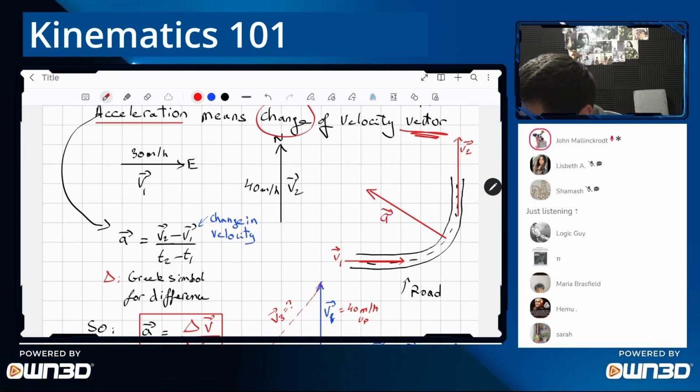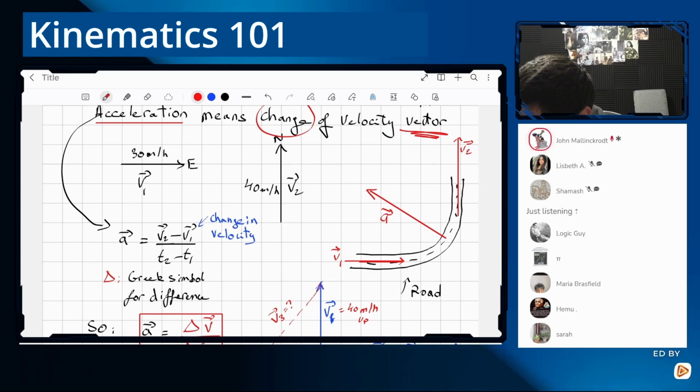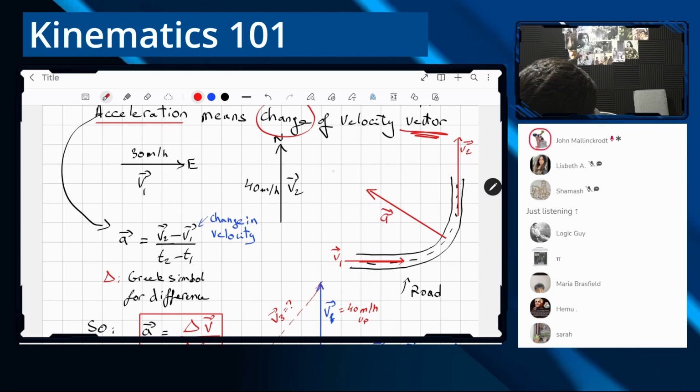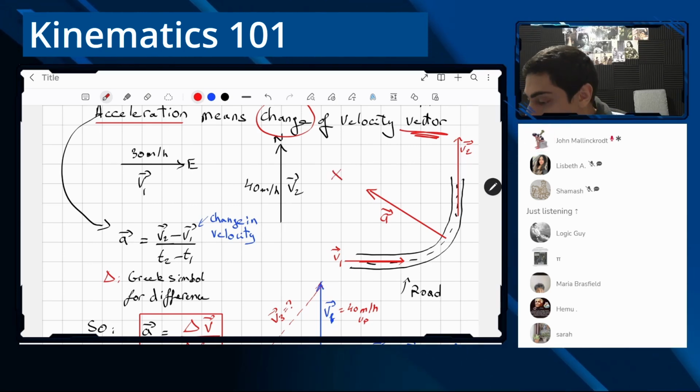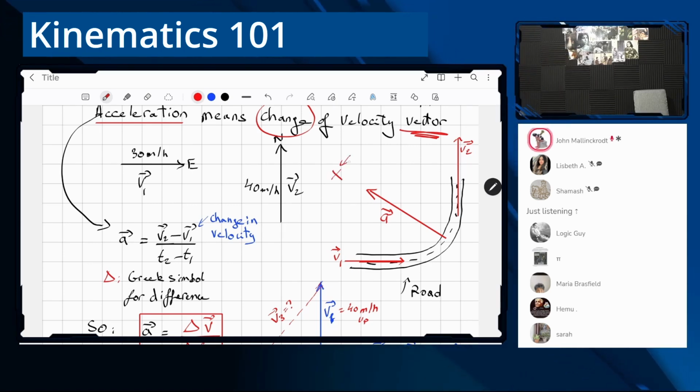And that's always the case. When you go around a curve, the acceleration vector is always pointing toward the inside of that curve. That's called centripetal acceleration.